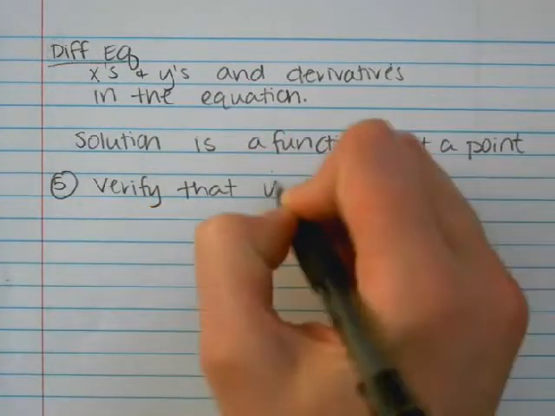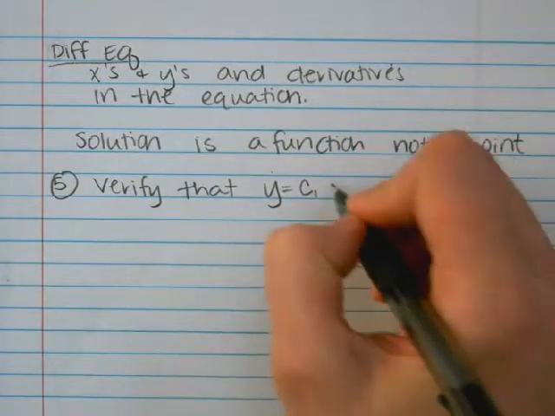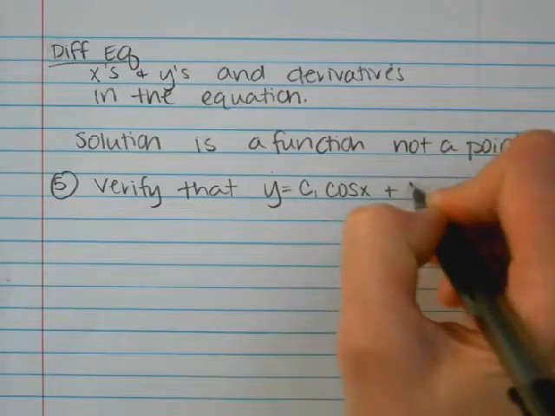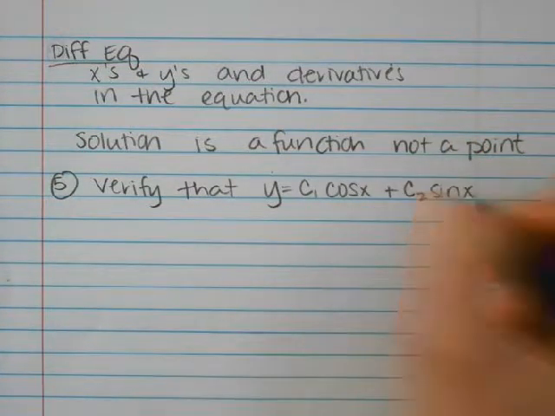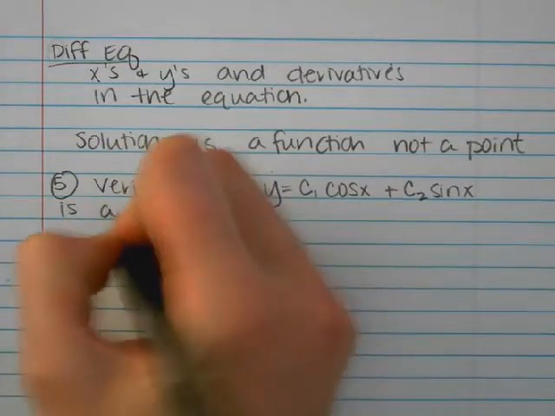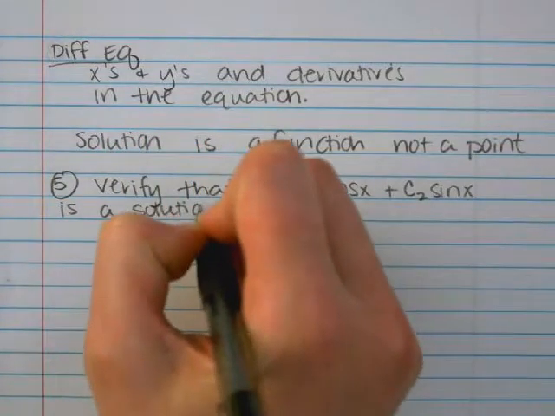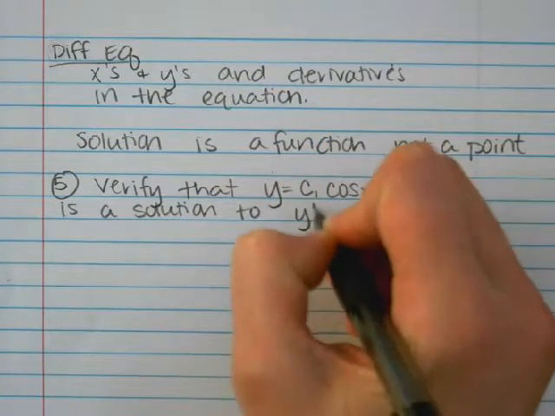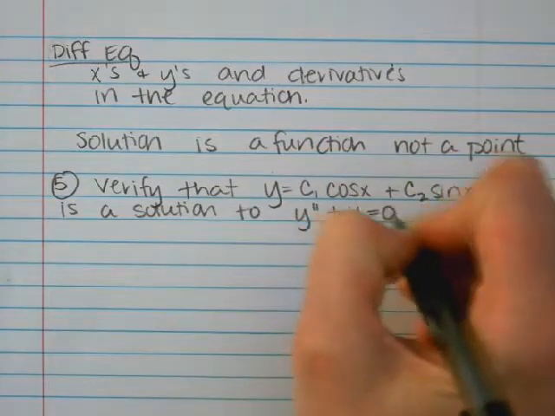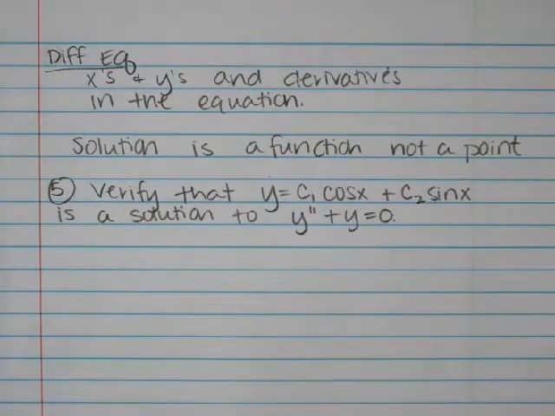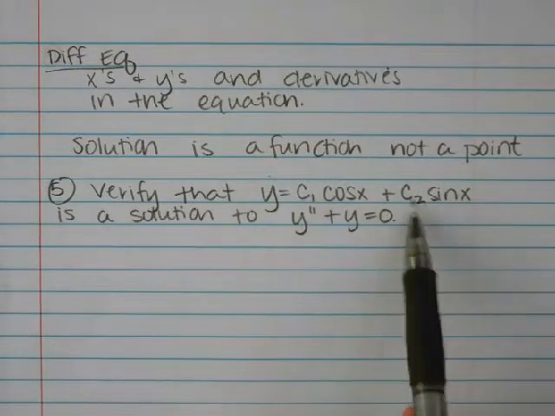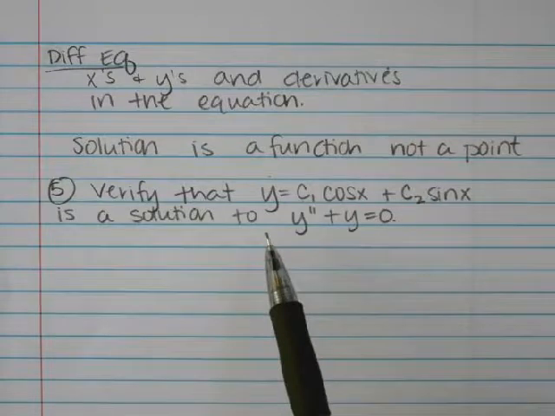that y equals c1 cos x plus c2 sine x is a solution to y double prime plus y equals 0. Okay. So when we look at this, does anyone know what the C1 and the C2 are talking about? Derivative.